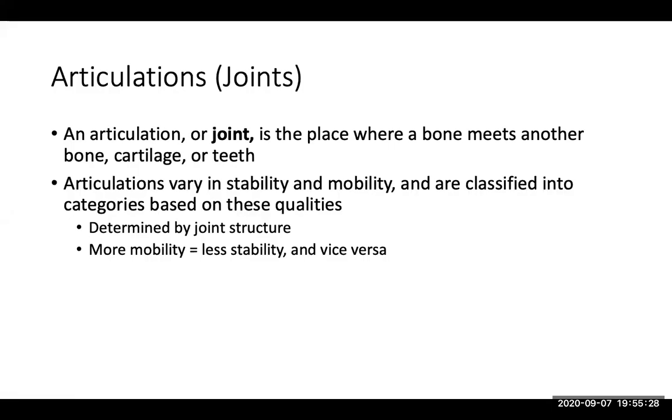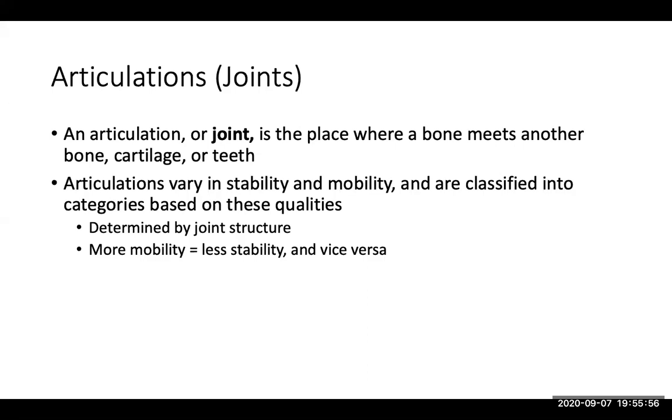Welcome class to chapter 9 on articulations or joints. An articulation or joint is the place where any bone meets another bone, cartilage, or teeth. And these articulations can vary in how stable they are and how mobile they are. So how strong a joint is and how well it can move. And they're classified into categories based on those two qualities, stability and mobility, and it's determined by the joint structure.